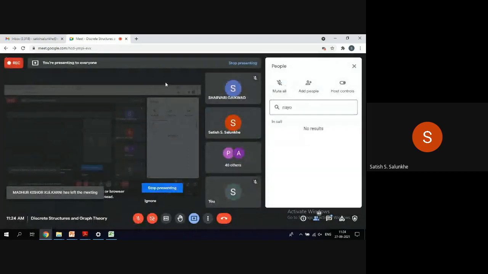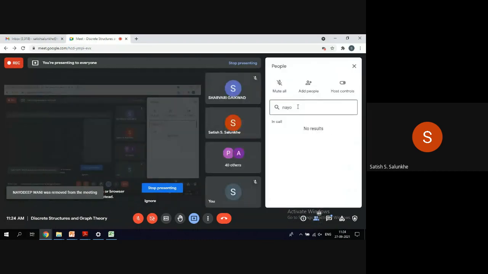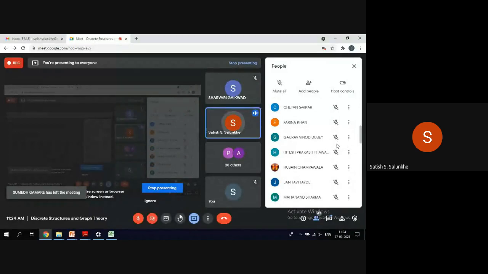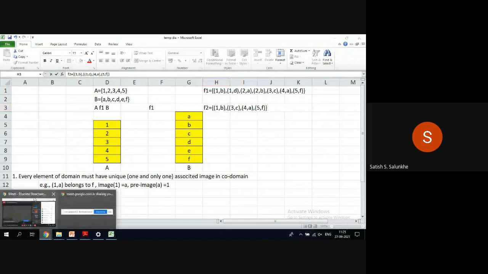Next student, Janvi, unmute yourself. Yes, sir. Tell me here, is it a function? Yes or no? Yes, because every element in the domain is having a unique image. You are saying yes. Okay. You can mute yourself now. Any other student? What is your opinion?